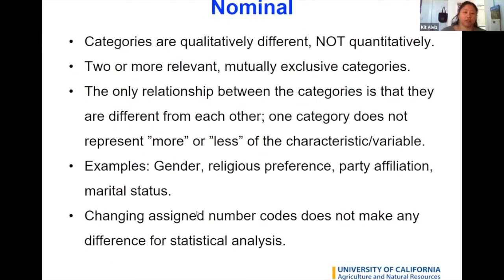Nominal are the ones I like to think of as names, things that you assign numbers to names, which means there's really no quantitative difference between these things. They're just qualitatively different. They're 2 or more mutually exclusive categories. The relationship between them is that they're different from each other. They don't represent more or less of anything. Examples are gender, religious preference, party affiliation, marital status. Changing the assigned numbers of the codes doesn't make any difference.